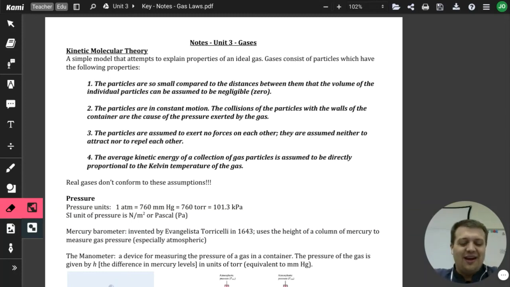Now, again, we do recognize that real gases do not conform to these assumptions. Real gases kind of do their own thing, and we do need to keep that in mind when we're talking about these. But a lot of times, unless we're told otherwise, we make the assumption that they're ideal gases.